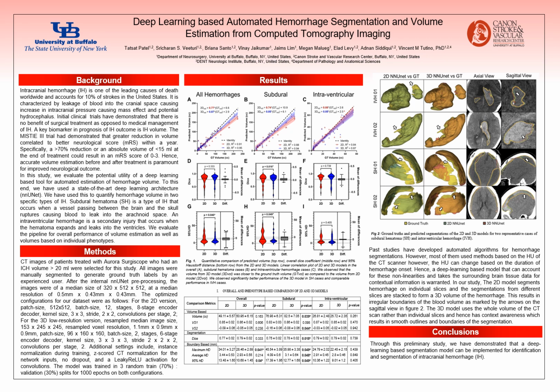Now, intracranial hemorrhage is one of the leading causes of death worldwide and accounts for 10% of all the strokes. But traditionally, in a clinical setting, once an intracranial hemorrhage occurs, they try to estimate the volume of the hemorrhage using manual segmentation or manual methods.